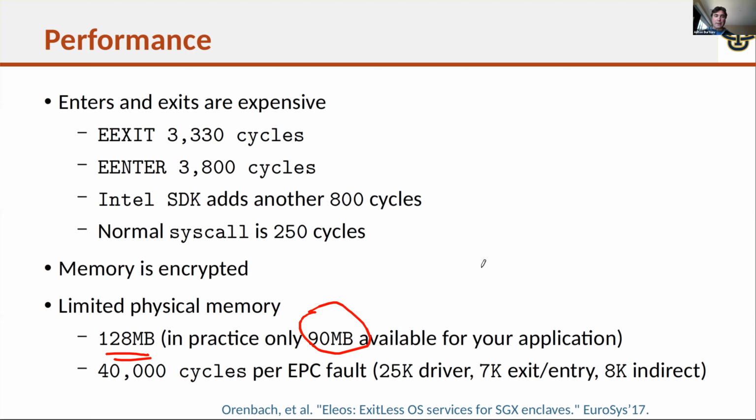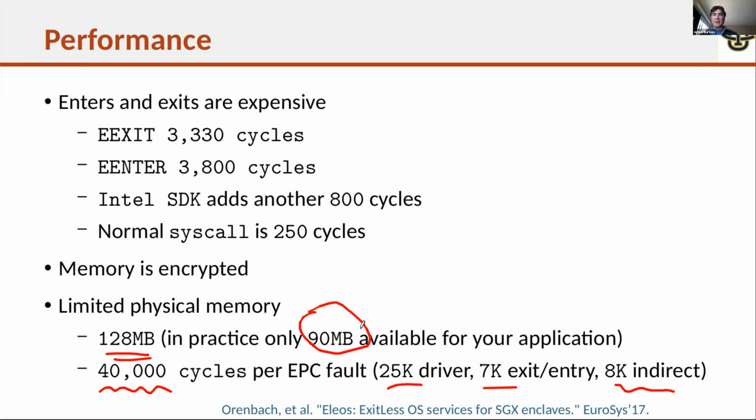But unfortunately, this paging in and out is very, very slow. It takes roughly 40,000 cycles to do one page fault for this enclave cache. Roughly 25,000 is spent in the kernel driver, 7,000 in exit and entry from the enclave, and some additional hardware cost, 8,000. Again, these numbers come from this Eleos paper.